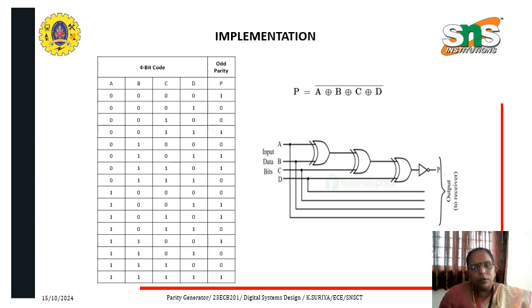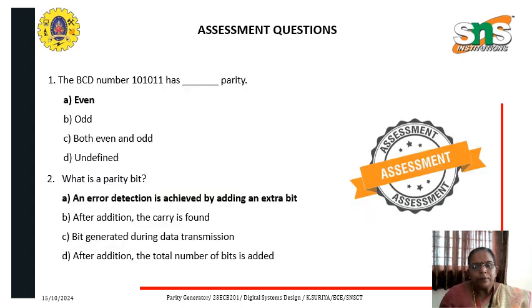So the expression for this will be A XOR B XOR C XOR D, the whole bar. So like the even parity, here you will be getting A XOR B XOR C XOR D, and you will be including a NOT gate at the end of the circuit in order to create the bar function. Similar to the even parity, here also, along with the parity bit P, all the 4 inputs will be transmitted to the receiver as shown in the diagram. Hope you understood how the parity bit is generated both in even and odd parity.